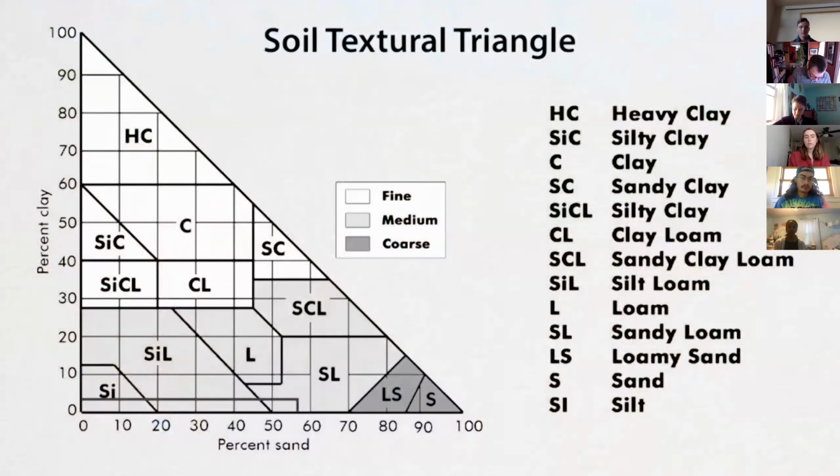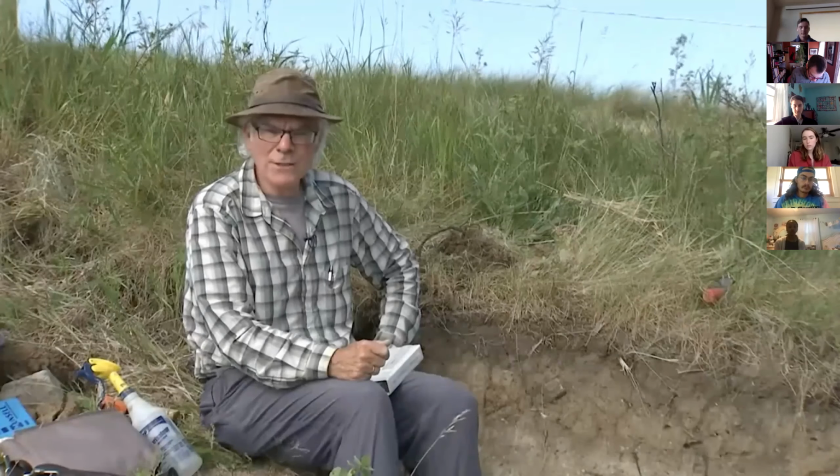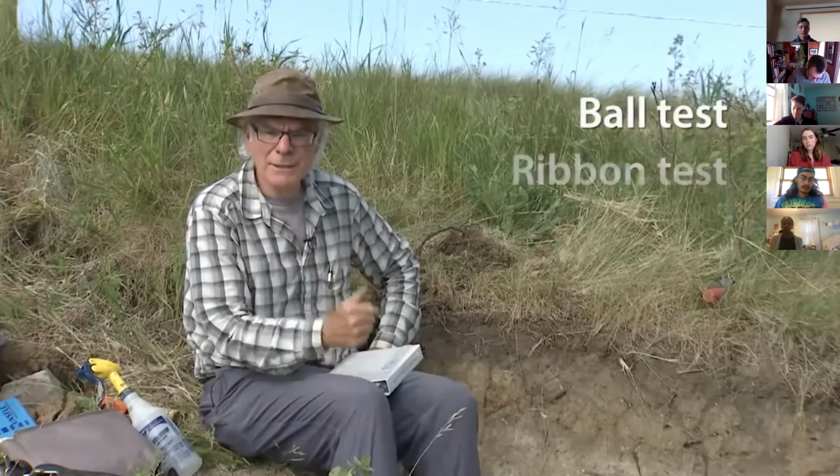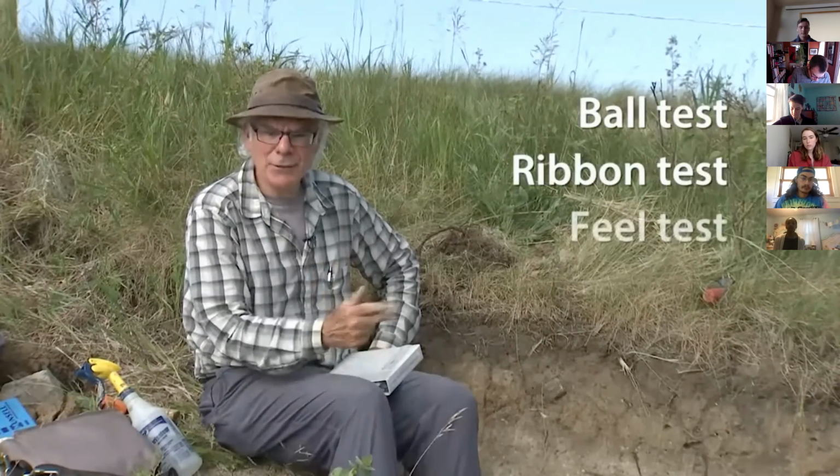When we're in the field, we use what's called a textural triangle, which has 13 different particle size classes in it, or textural classes. And in the field, we use our hands to place the soil sample into one of those 13 classes. We do this using three different tests: the ball test, the ribbon test, and the field test.